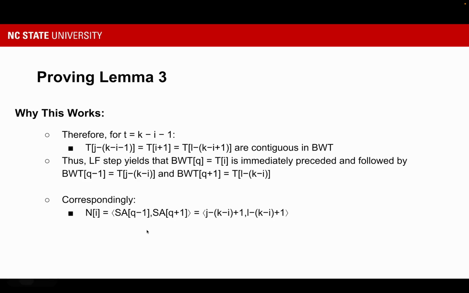Since BWT and suffix array correspond to each other, we can maintain our second data structure N of i such that we can find out SA of q minus 1 and SA of q plus 1, assuming that we have the value of SA of q.